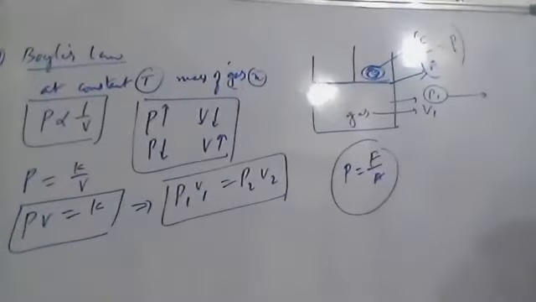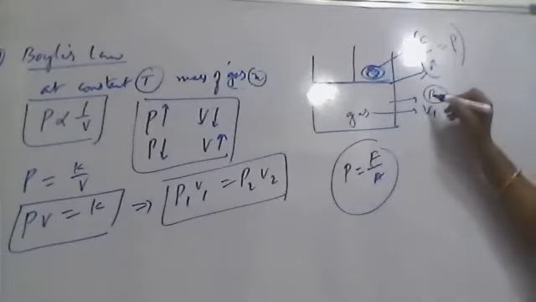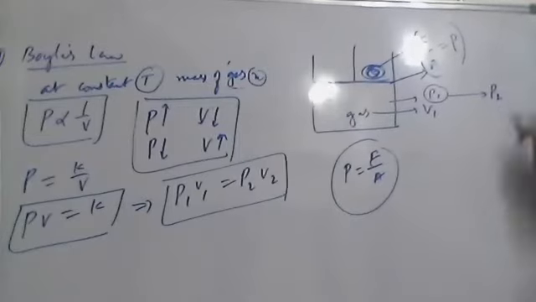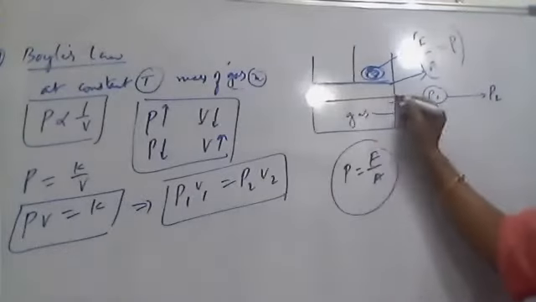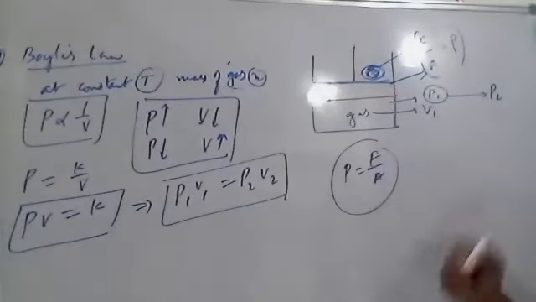Vamshi Krishna, check the answer. The pressure is increased because additional pressure is existing there. So pressure is increased from P1 to P2. Therefore, what happens? The piston is pulled downwards. The piston will come down.